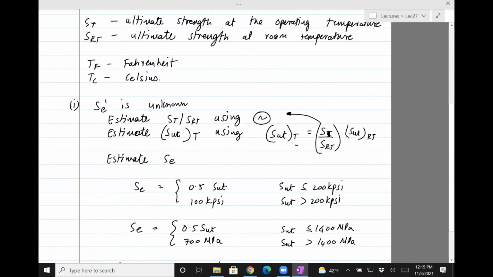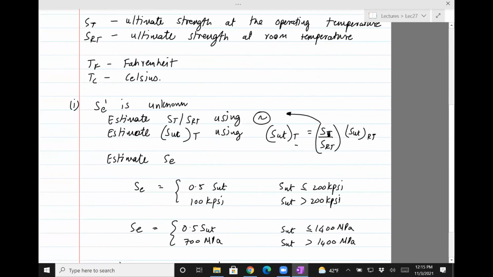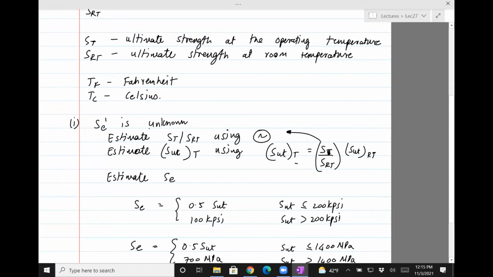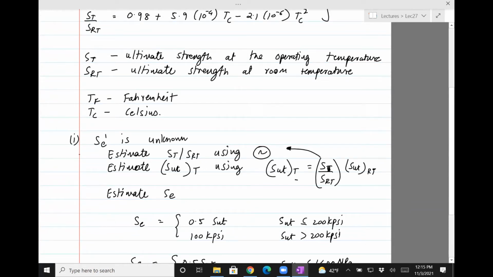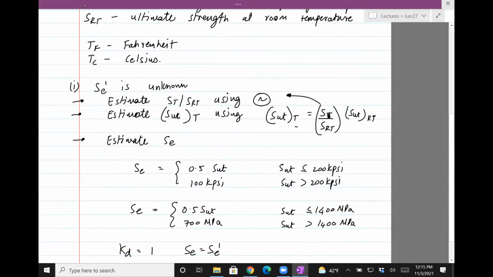Now, there are two cases here. One is SE prime is unknown, which is the first case in our problem. And then the other case, which I think is the next page, is SE prime is known. Okay, so let's just focus on doing the first part where SE prime is unknown. Now, the algorithm is here, right? So let's just use it. So I'm just going to copy paste that.